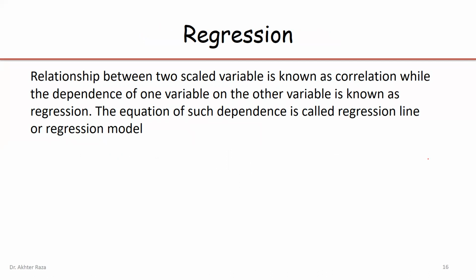Regression. If the dependence of one variable is explained by the independent variable, so we have a regression. And the equation of such regression is known as the regression model or the regression equation. If we have a strong correlation between the two variables, then the regression line will be a suitable line and will give us a better prediction. If we have a weaker correlation among the two variables, the regression line will give us a poor estimate or will not be a good predictor.